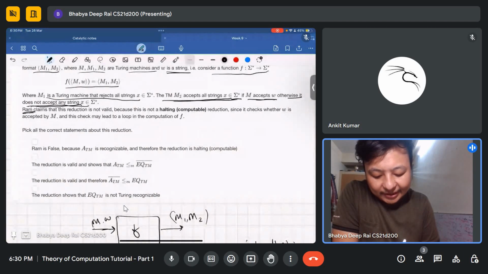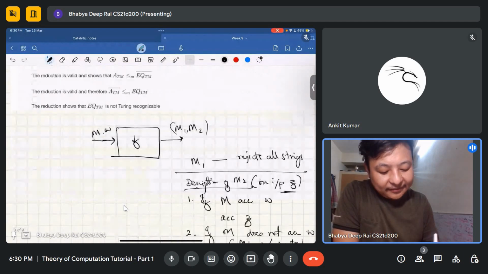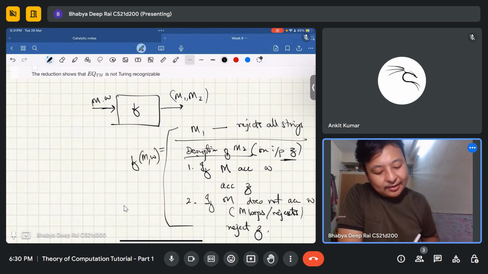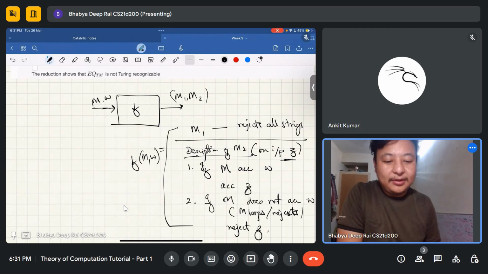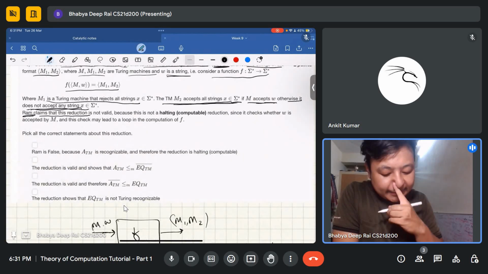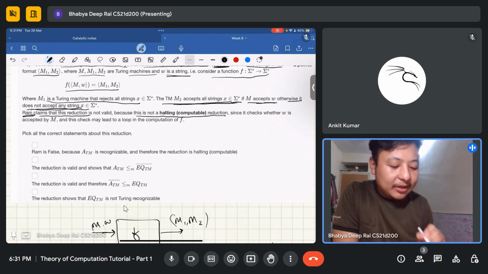Now what is it saying? Ram claims that this reduction is not valid. By the way, this is how M1 and M2 are defined. Given M and w, this is what M1 and M2 will look like. Ram says that this reduction is not valid, because this is not a halting computable reduction.